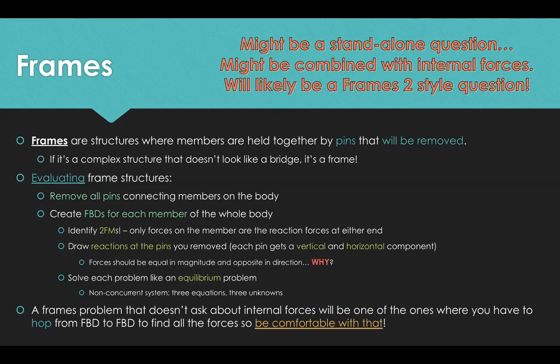Between frames and trusses, are we probably going to get one of each of these on the exam? Yes, you get one of each. So it's important to figure out which one's which. And again, the only thing separating them is pretty much what they look like. A truss will be a bridge, a frame will be something that's not a bridge.